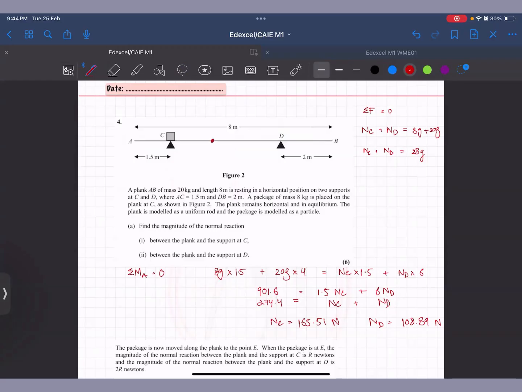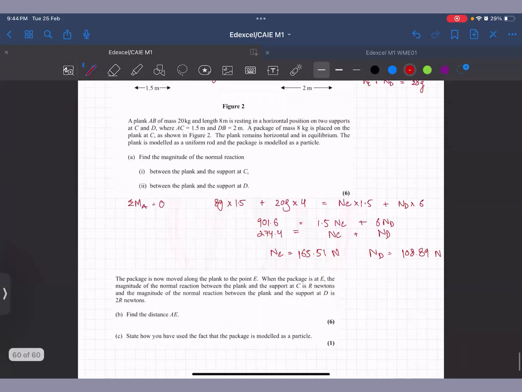Let's suppose this is the point E, and here is the new position of the package. When the package is at E, the normal reaction between the plank and the support at C is R. And the normal reaction between the plank and the support at D is 2R. Find the distance AE.